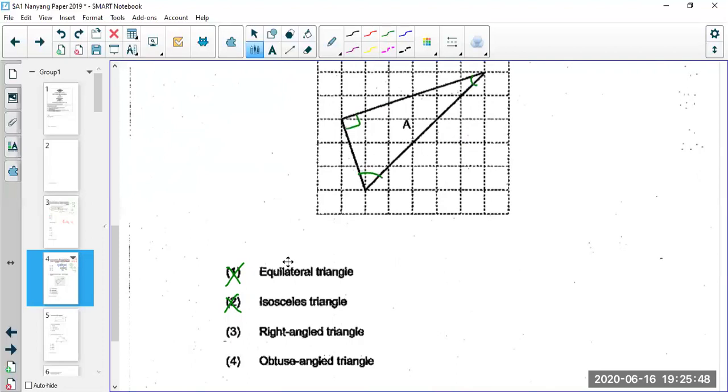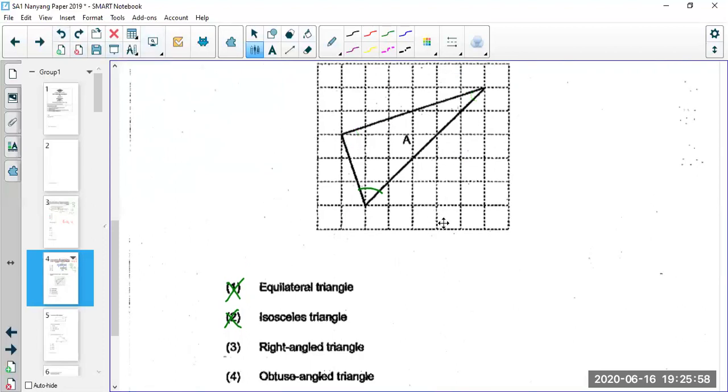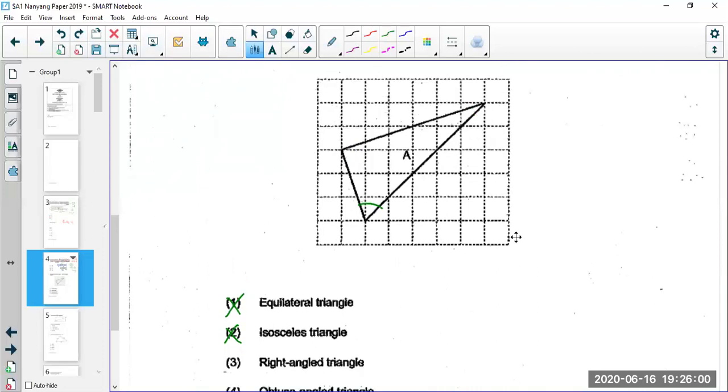Okay, right angle. Now be very careful. When we put the right angle box there, can you prove it? Can you prove that there is a right angle? You have to prove it. So how do you prove it? Now this is how you prove it.